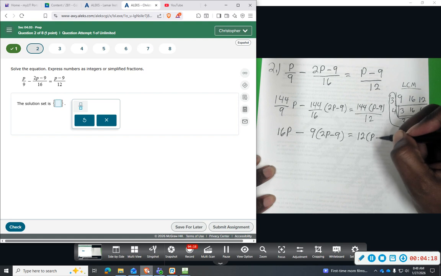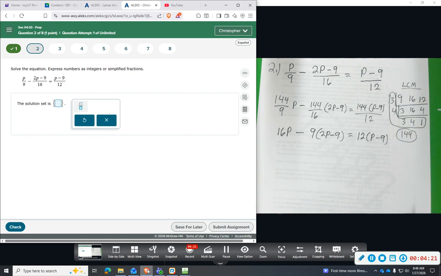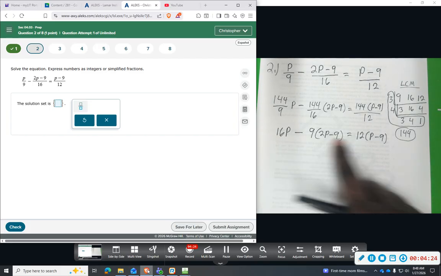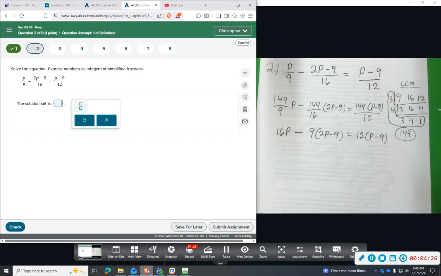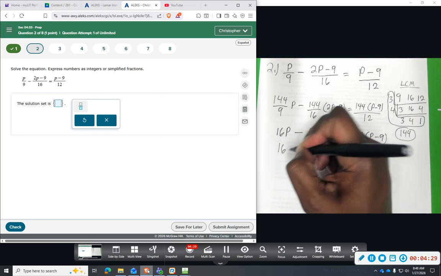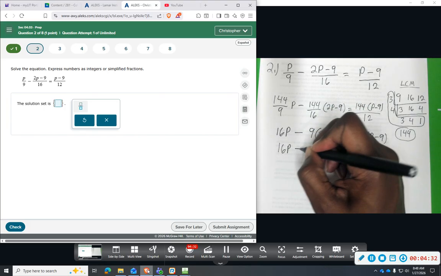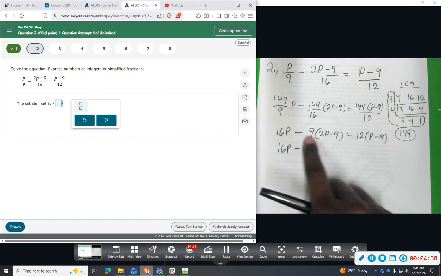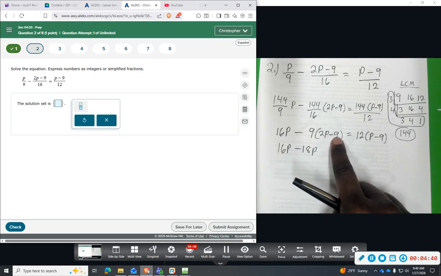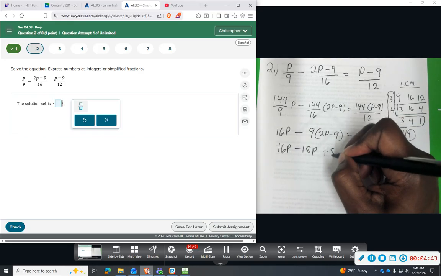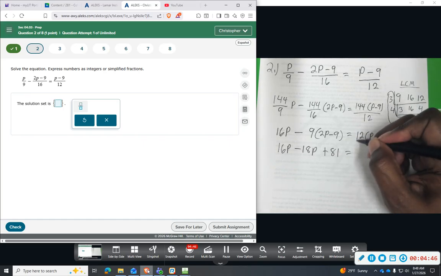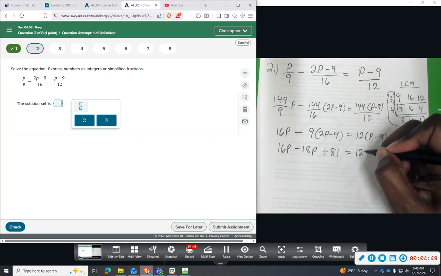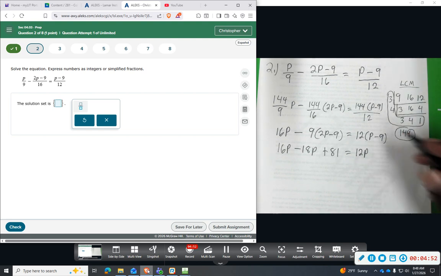So this is the simplified version. We don't have any more fractions, just whole numbers, so it's a lot nicer. So we have 16p. We're going to subtract 18p. That's the 9 times 2. And then 9 times 9 is 81. It's a negative 9, and negative times a negative is going to give us a positive 81. So be careful with the signs. And then 12p, and 12 times 9 will give us 108, negative 108.